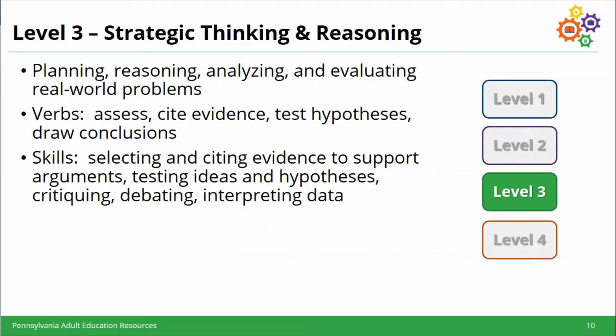At Level 3, learners continue to use higher-order thinking to plan, reason about, analyze, and evaluate real-world problems, including ones with multiple approaches and possible outcomes. There is an expectation at this level that learners will be able to explain their reasoning and provide evidence to support their conclusions. Learners can be asked to test ideas and hypotheses, critique the work and reasoning of others, participate in debates, interpret data, and select relevant evidence for their claims and arguments.